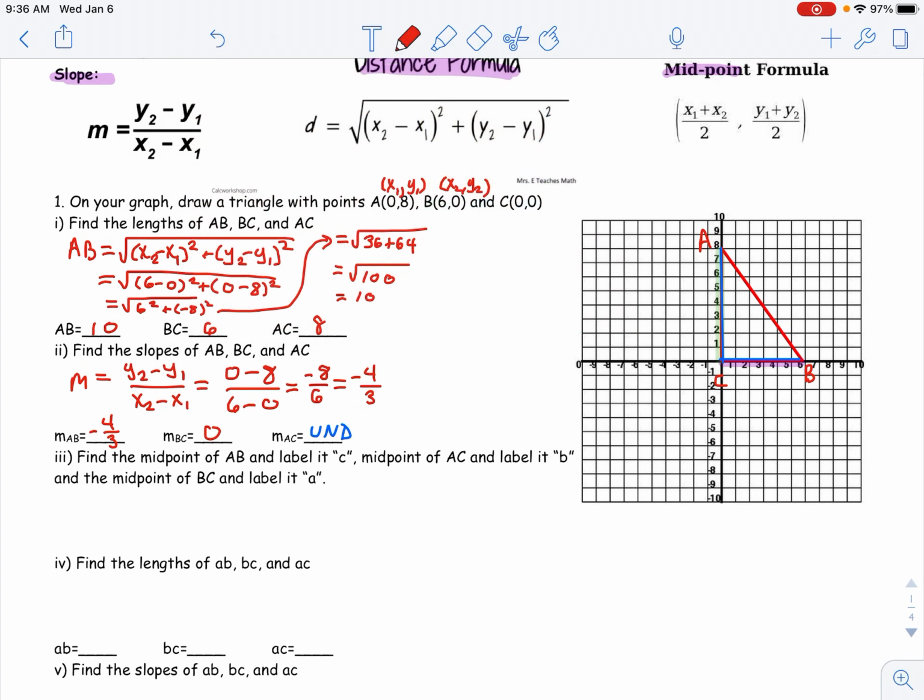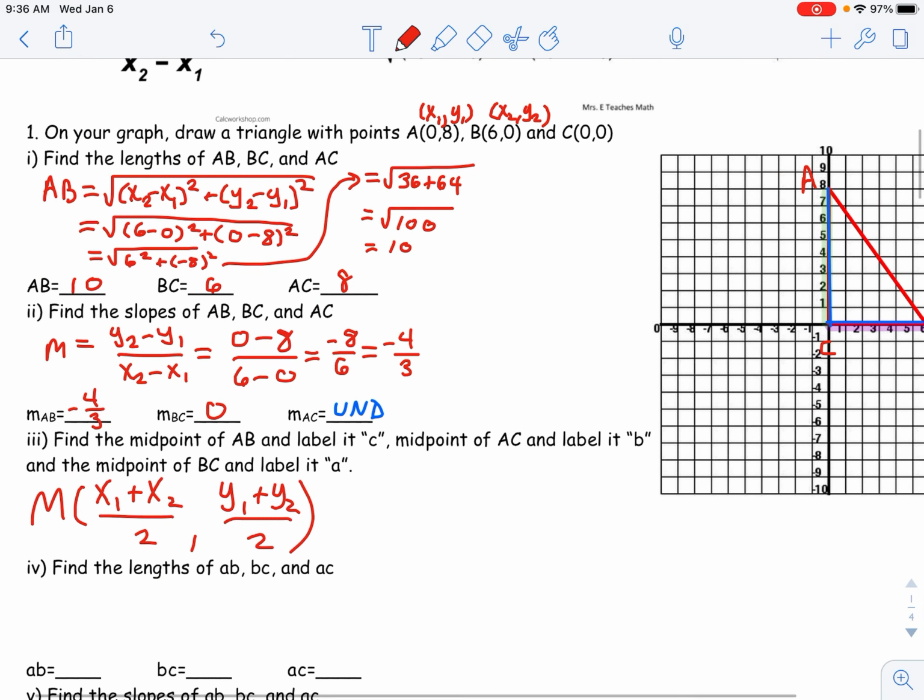All right, so the midpoint formula, recall, it's this right here, x sub 1 plus x sub 2. So you add your x's together, divide by 2. You add your y's together, divide by 2. It's really just finding the average value of each point. When you add two things together and divide by 2, you're finding the average of it.